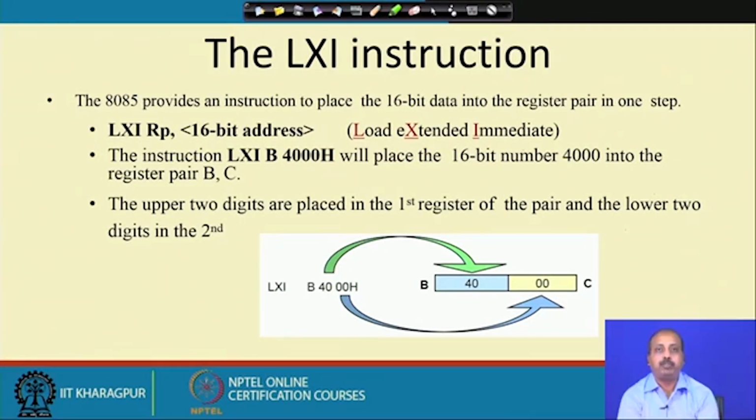This 4000 hex value will be moved onto the register pair B. B and C form a 16-bit register pair. The number 4000 will go to the pair BC, and out of that, the 40, being the higher order byte, will go to the higher register, that is the B register, and the 00, being the lower order byte, will go to the lower register. So, the upper 2 digits are placed in the first register of the pair and the lower 2 digits in the second register of the pair. That is the LXI operation.